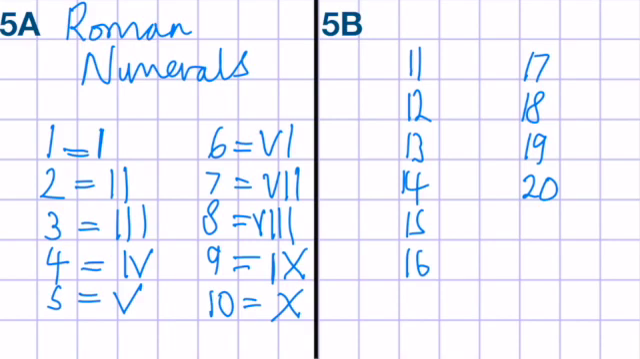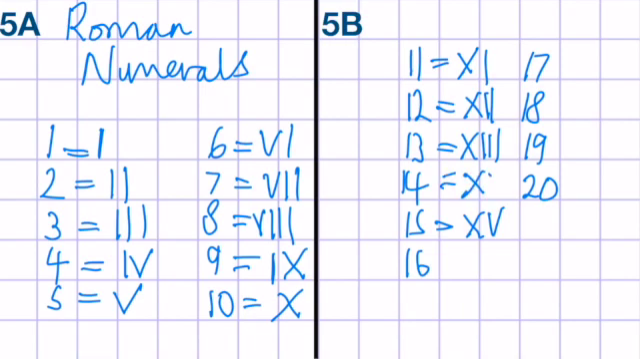Let's go over to 5B. 11 is XI. 12, XII. 13, XIII. Let's skip and let's go to 15. So 15 is XV. So that's 10 add 5. 14 is just XIV because IV is 4. 16, XVI. 17, XVII.